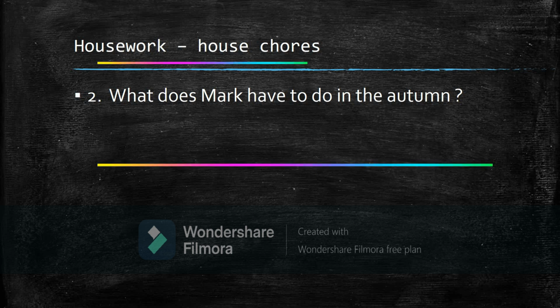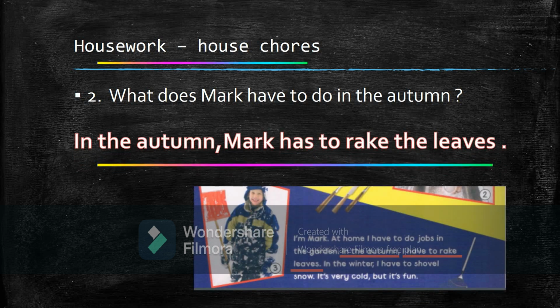Okay, let's see whether your answer is correct or not. In the autumn, Mark has to rake the leaves. Now where did I get the answer? Now, based on this text, look at this. In the autumn, I have to rake leaves. So, again, we have to change the word I here into Mark or he. And have to has. Because Mark is singular noun. Only one person. Good. Now, let's look at the next question.